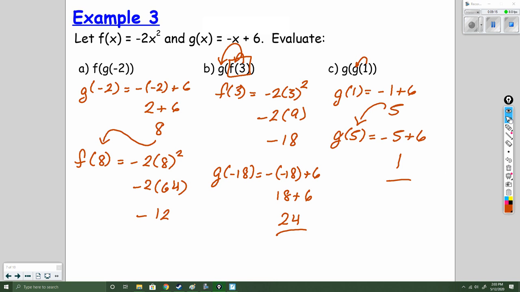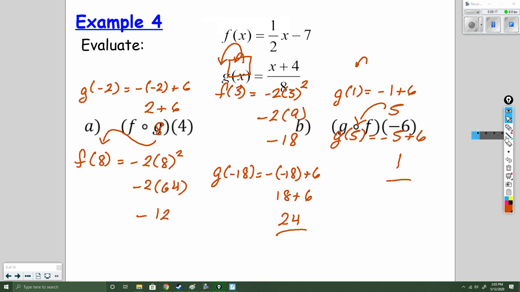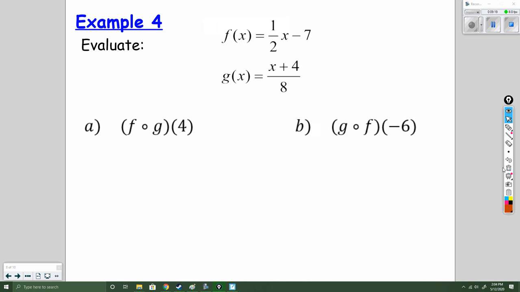All right, let's move on. Now, some of these get a little bit more complicated, so notice we have some rationals here. This says in part A, f of g of 4. So the first thing that we're going to do is find g of 4.